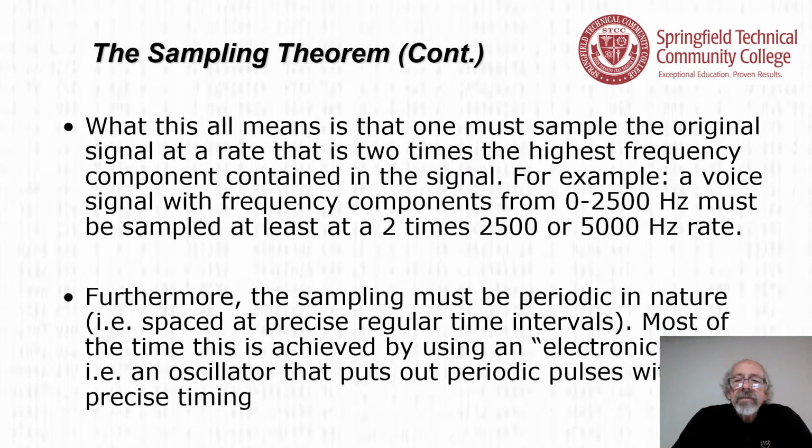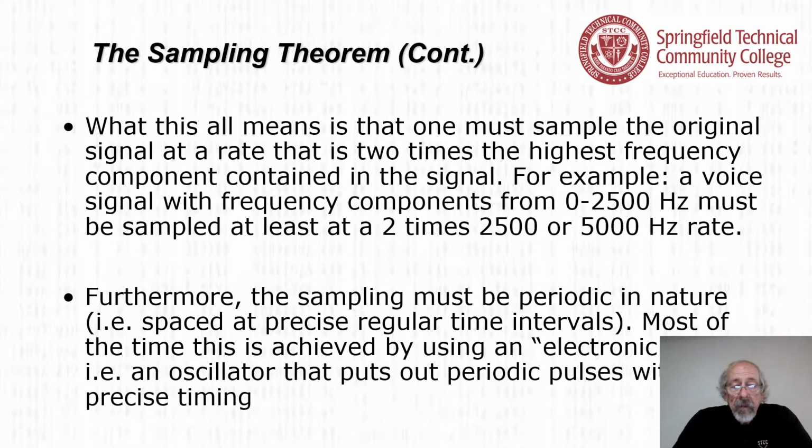What this all means is that one must sample the original signal at a rate that is 2 times the highest frequency component contained in the signal. An example of this is a voice signal with frequency components from, say, 0 to 2500 Hertz, which must be sampled at least 2 times 2500, or 5000 Hertz rate.